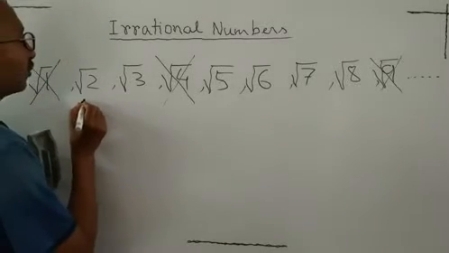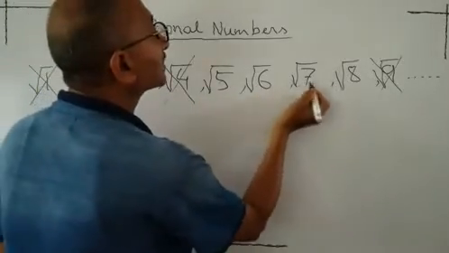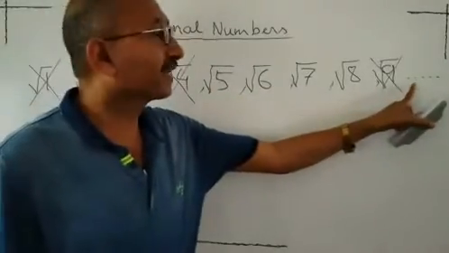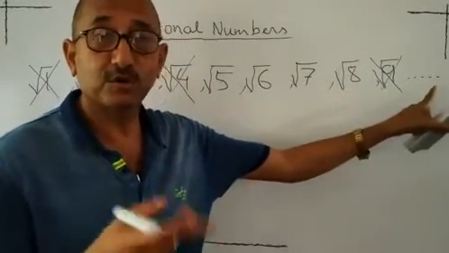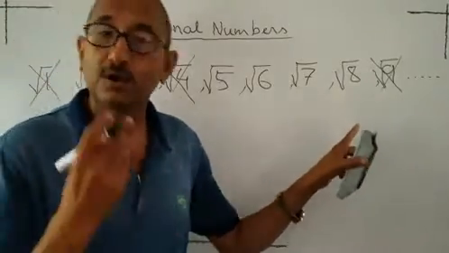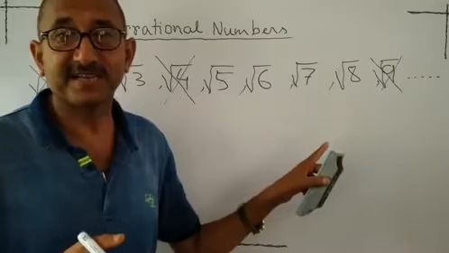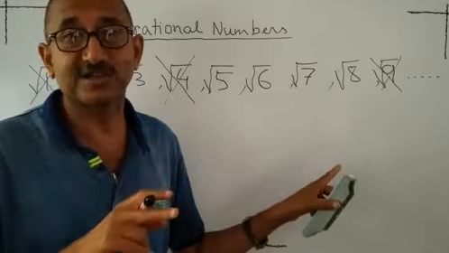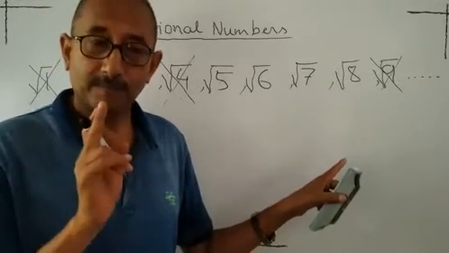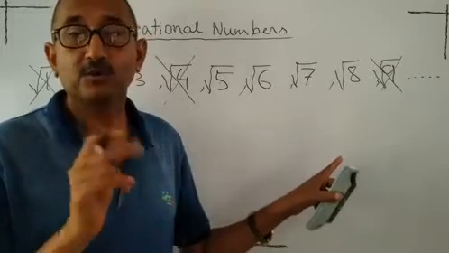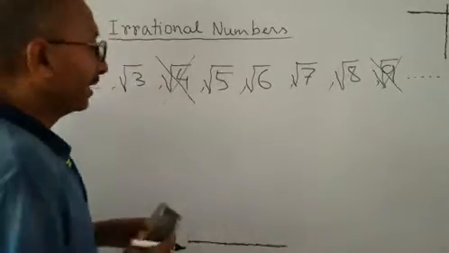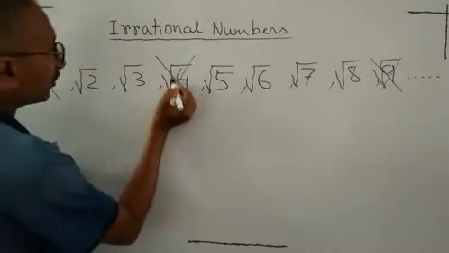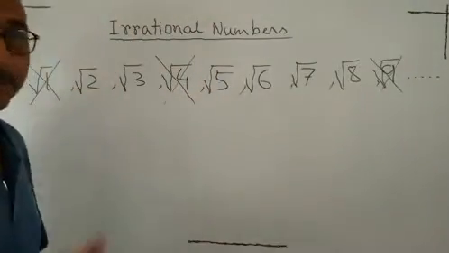Then what is left? Root over 2, root over 3, root over 5, root over 6, root over 7, root over 8, all are irrational numbers. After that, root over 10, root over 11 is irrational. Root over 12, 13, 14, 15 are irrational. But root over 16, no, it is not irrational, because root over 16 is equal to 4. So root over 16 is a rational number. Root over 17, root over 18, all these will be irrational numbers. That means whenever we get a square number, 1 is a square number, 4 is a square number, 9 is a square number, perfect square.